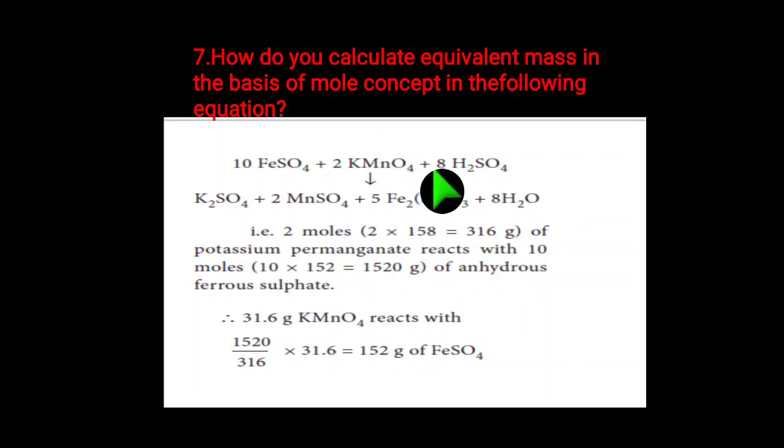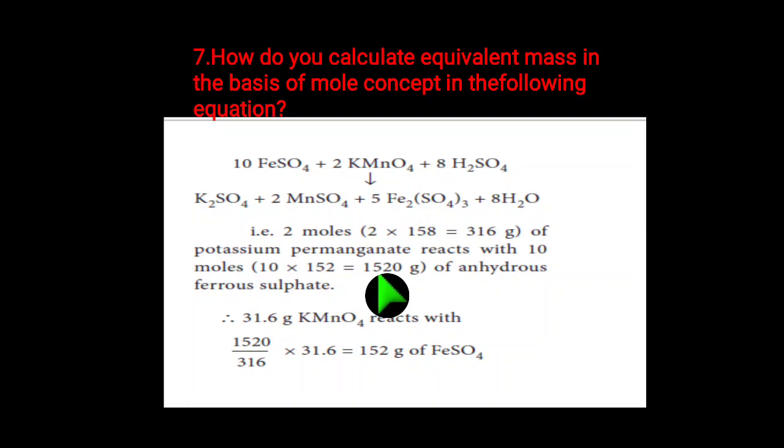For potassium permanganate, the total molar mass is 158, multiplied by 2 moles, so 316 gram of potassium permanganate reacts with 10 moles of ferrous sulfate. Ferrous sulfate molar mass 152, with 10 moles, 1520 gram. It is anhydrous ferrous sulfate.